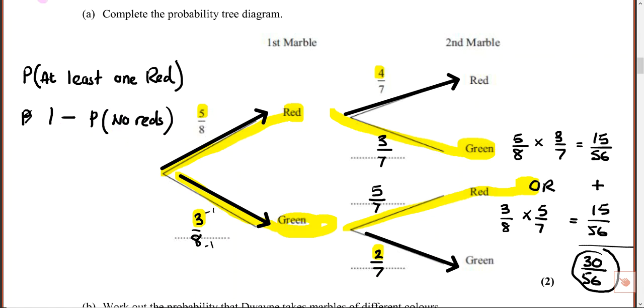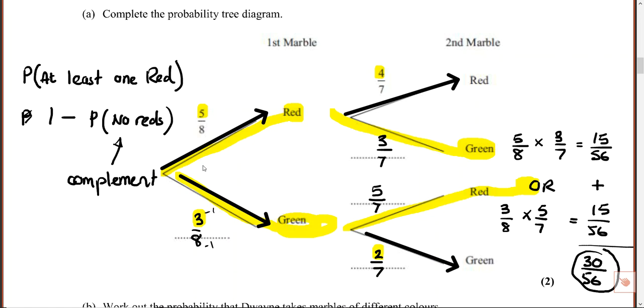And just for your notes, for your vocabulary, this is the complement. So we say at least 1 red and no reds are the complement. One is kind of the opposite of the other. The complement and its event always add up to 1. So if you see that word complement in your reassessment, you know what it means.